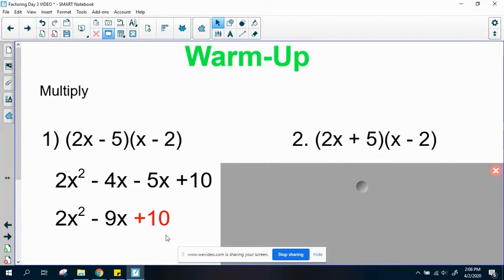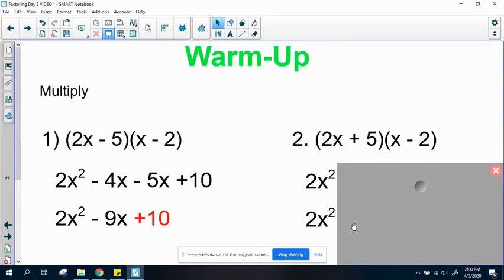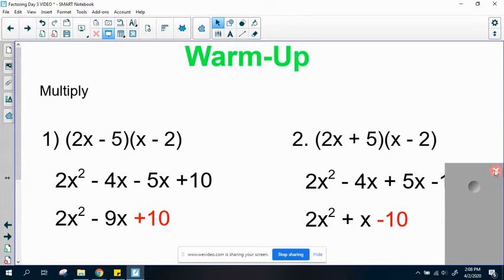So how would it change if I just simply change this negative right here to a positive? Well, I would still end up with 2x squared. I would still end up with a minus 4x, but then I would have a positive 5x, and more importantly, 5 times negative 2 is negative 10. So a big difference here. At the end of this one is a positive 10, and at the end of this one, it's a negative 10. Okay? And I want you to know that these two symbols are the same.